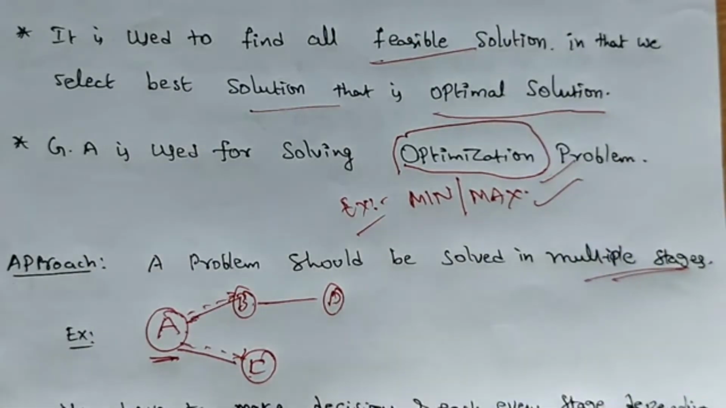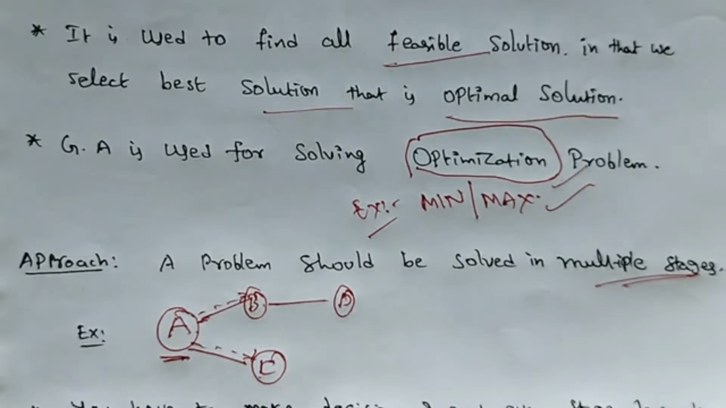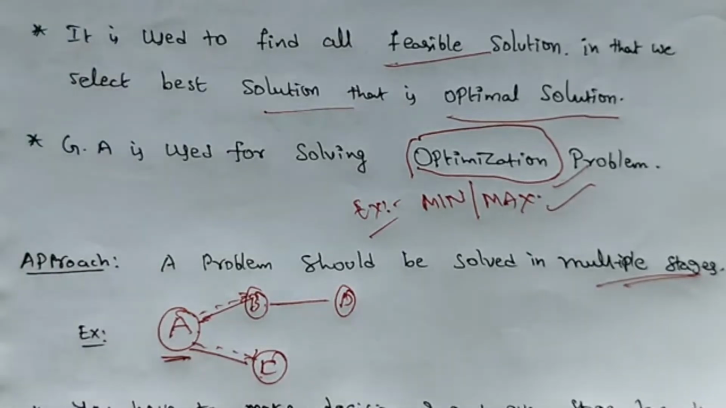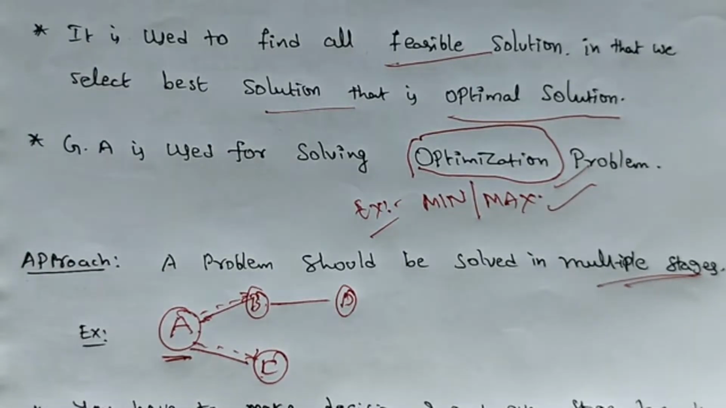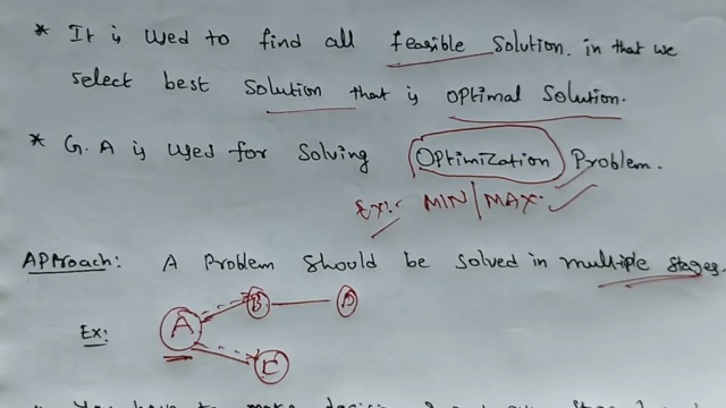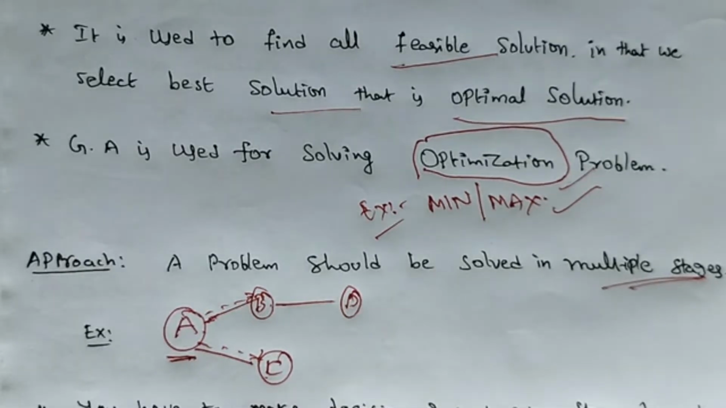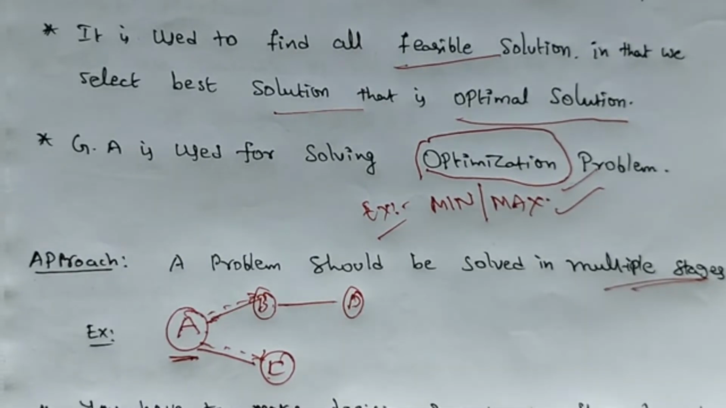For i equals 1 to n, do: x equals Select(A), meaning we select an element from the array. If Feasible(solution, x), then solution equals solution union x. Then return the solution. This is the general algorithm for the greedy algorithm.